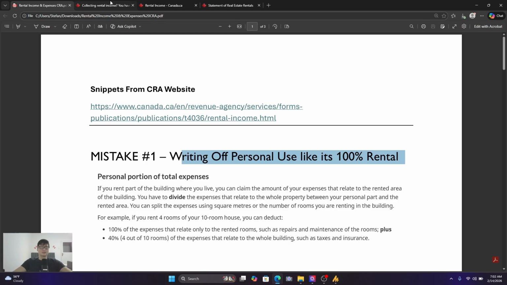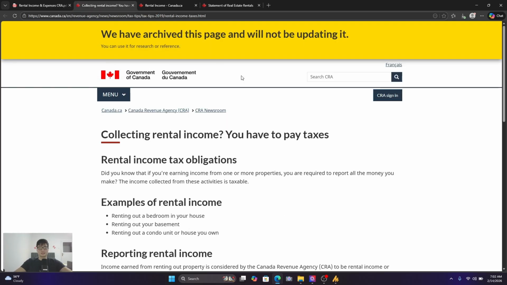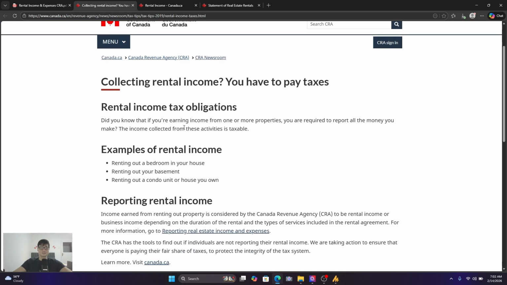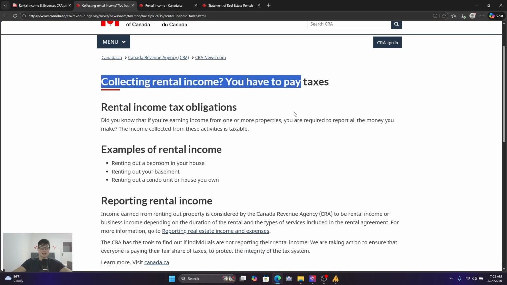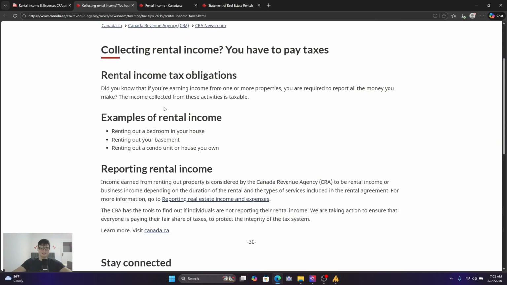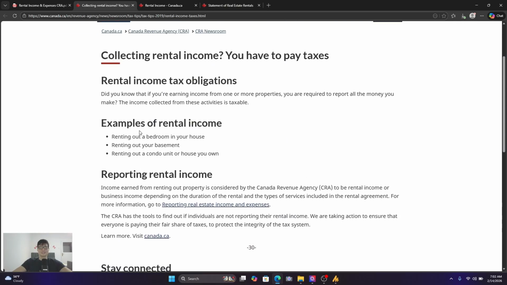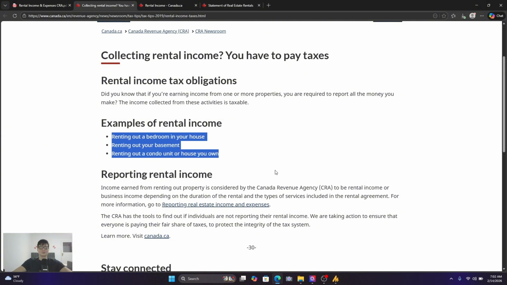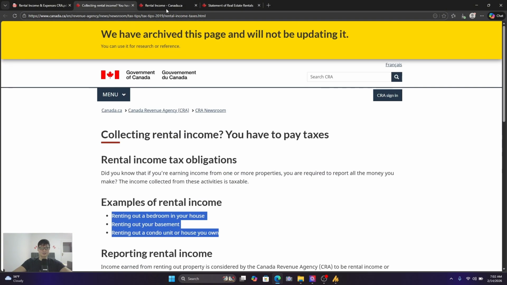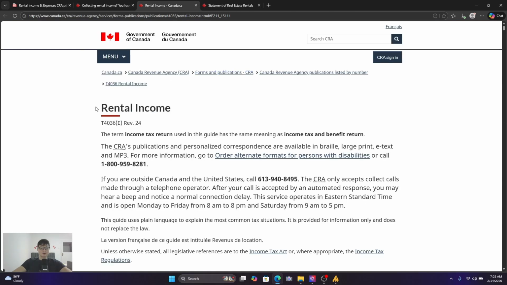So before we get into mistake number 2, just to quickly see the CRA website, you see they have an archive page just saying, making sure that you have to pay taxes on your rental income, which I think is funny. And then they give you examples. So if you're renting out a bedroom, a basement, or a condo, or a house you own, you have to report it and pay tax on that. These snippets are coming from the CRA government website, rental income.